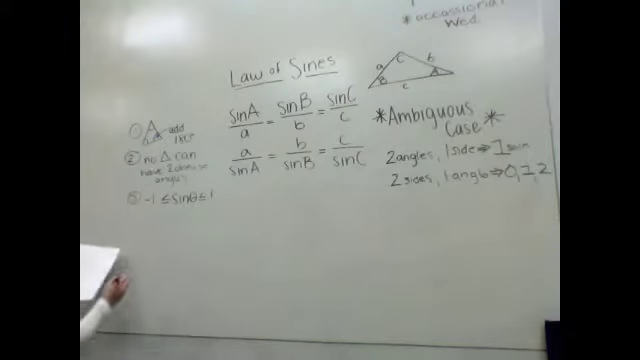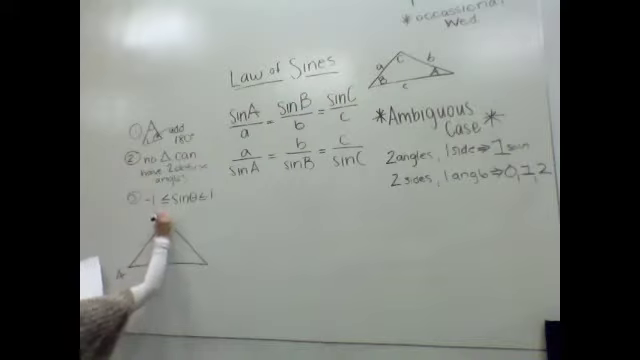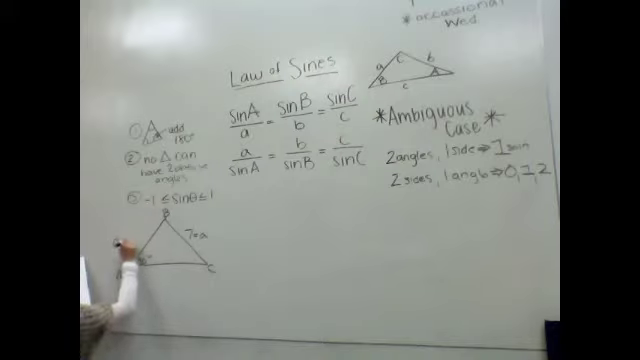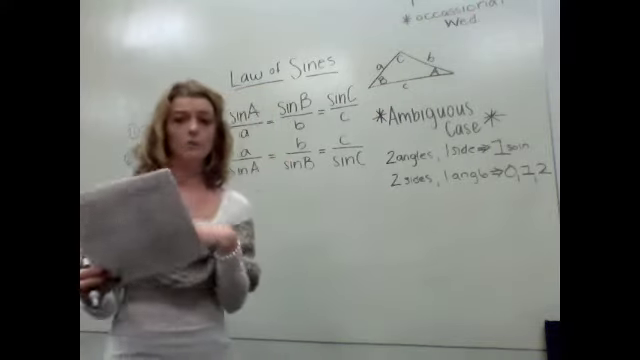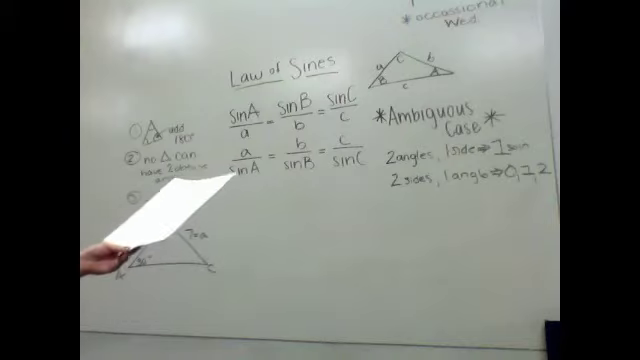So let's take a look at this example. I have a triangle ABC. Angle A is 30 degrees, and I'm given two side lengths. Side a is 7, and side c is 16. So this is where I'm falling into that one case where I'm given two sides and one angle, where it's possible for me to have no solutions, one solution, or two solutions.